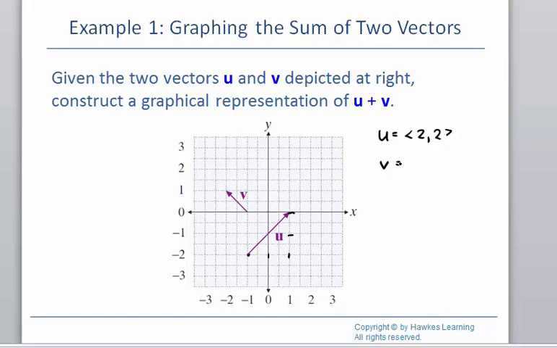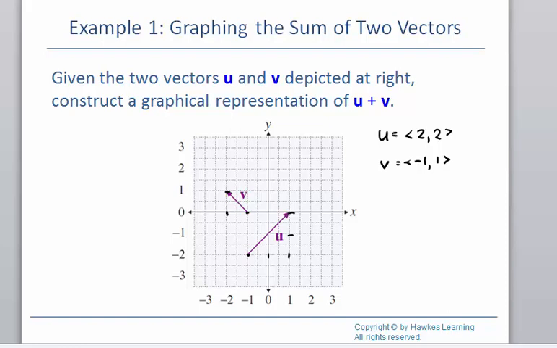For vector v, we're going to start at our initial point, which is at negative 1. We're going to go over 1 unit, which will put me underneath the terminal point on the vector, and it'll put me at negative 2. So I've gone to the left 1, so I'm going to say negative 1. And then I need to go up a unit as well. So going from 0 to 1 is a positive 1. So our component vector representation for v is negative 1, 1.